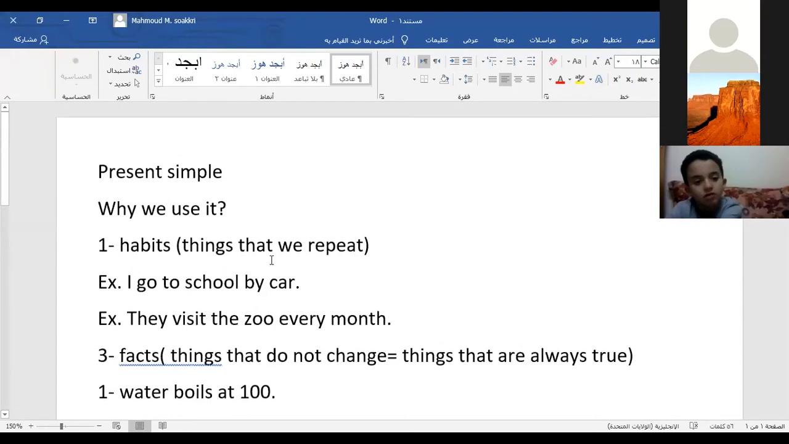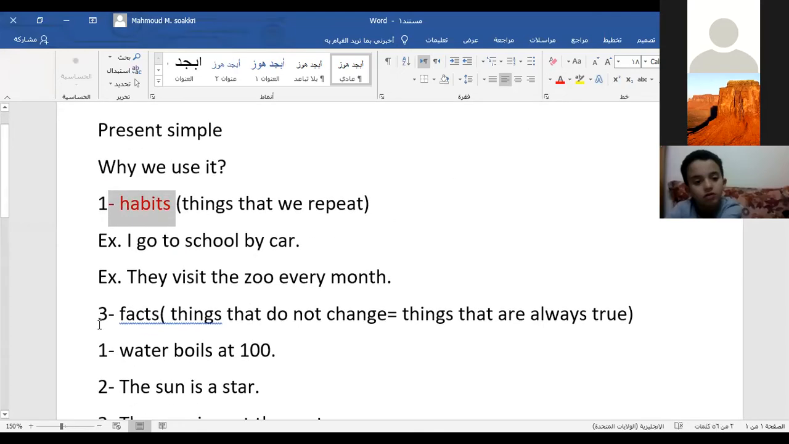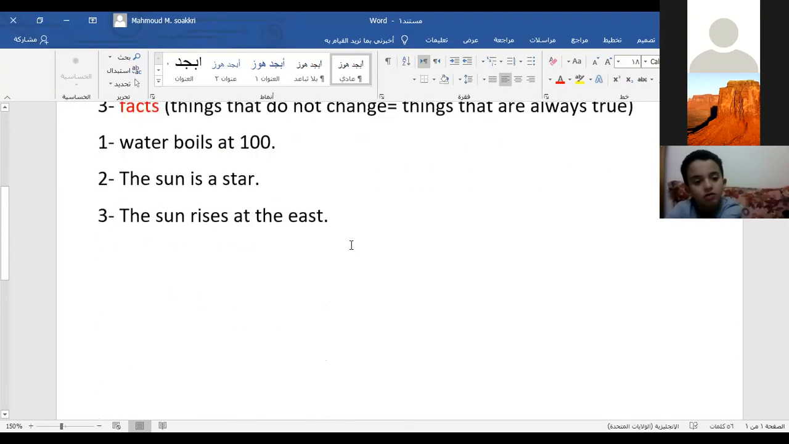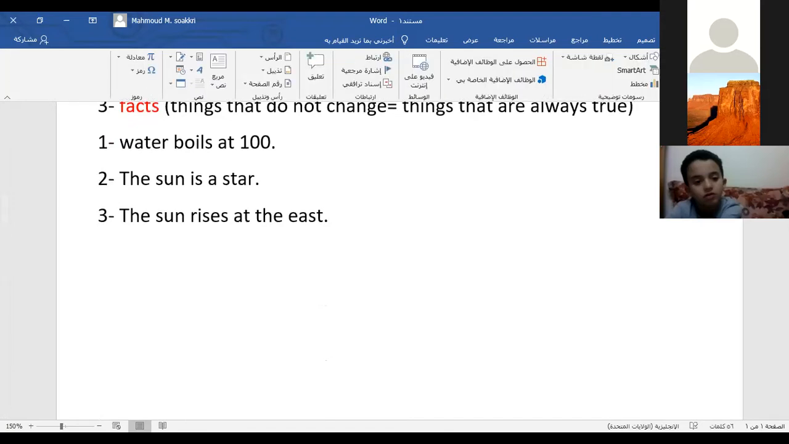So present simple, we use it for habits. Habits are things that we repeat. We use it for facts. Facts are things that don't change. And we have examples about facts and examples about habits. Now pay attention, please. The next part is very important.